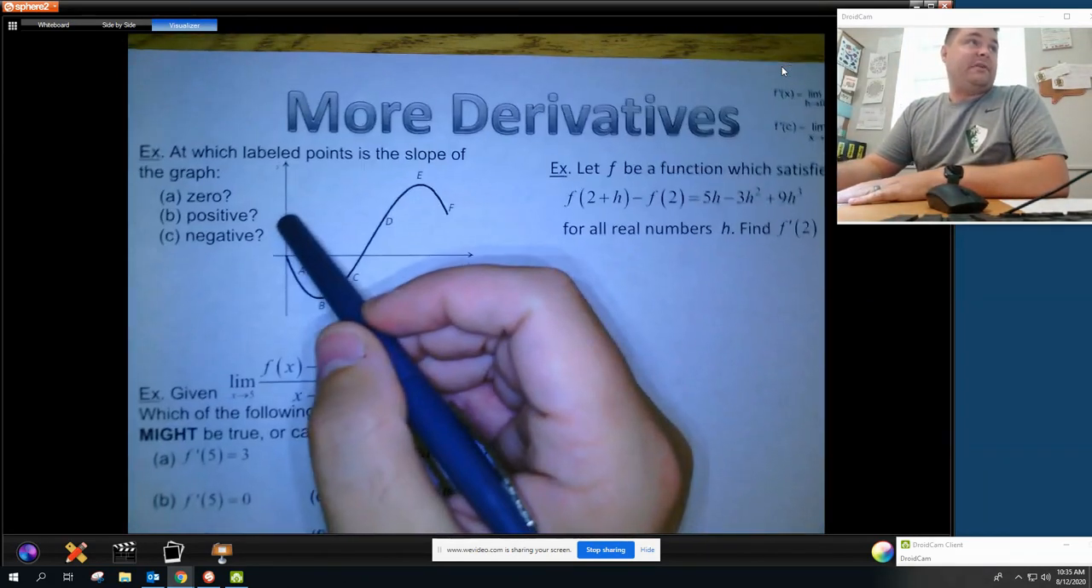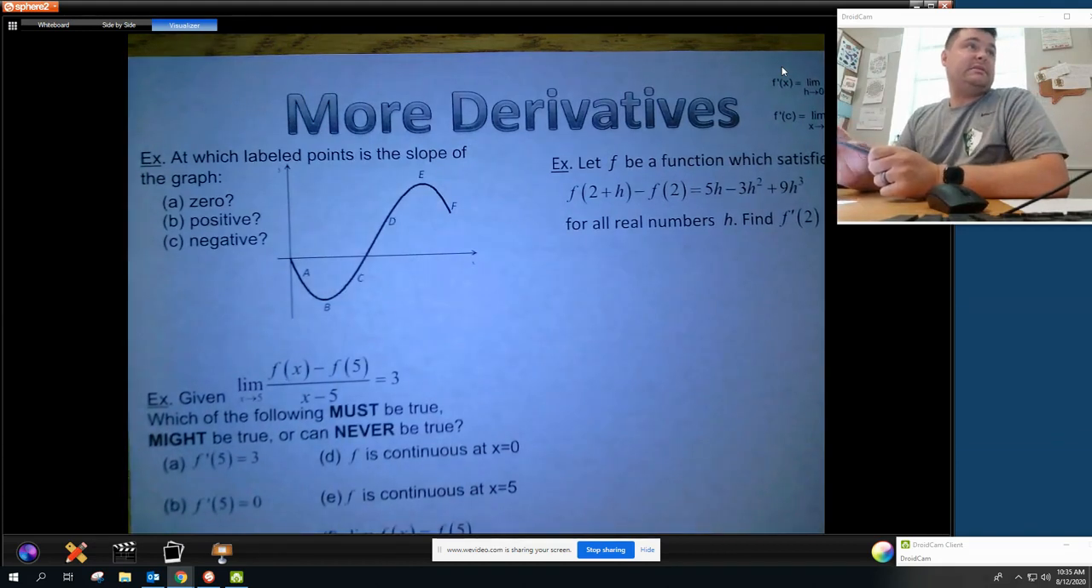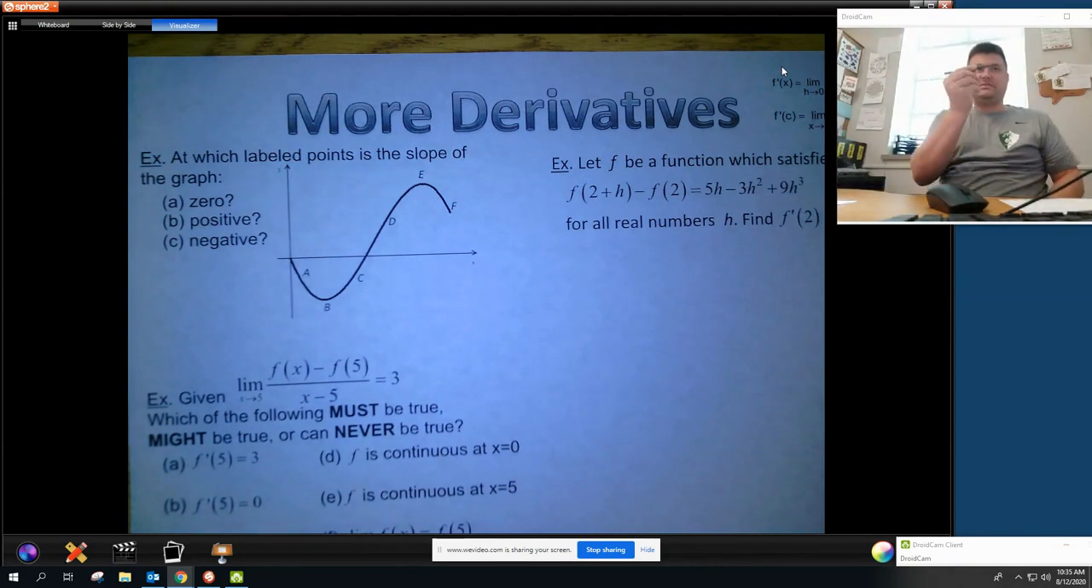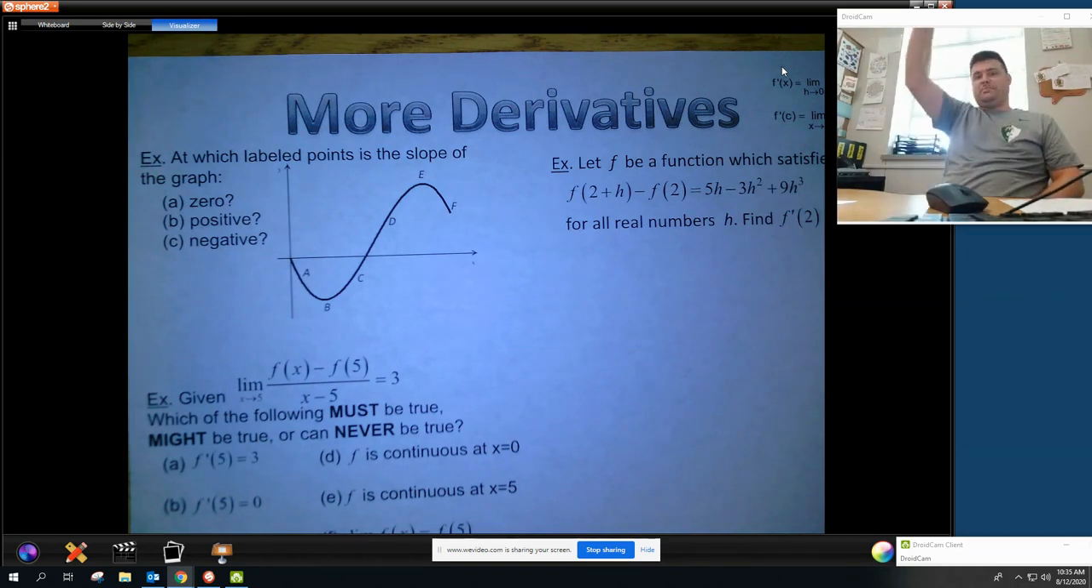So look at this graph right here. The first example, let's label the points where the slope of the graph is 0, or is it positive, or is it negative? So let's start at 0. If the slope is 0, that's a tangent line, a straight line, perfectly horizontal. So that means that we're going to reach either a top or a bottom.